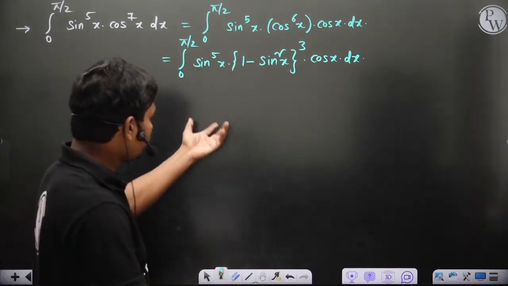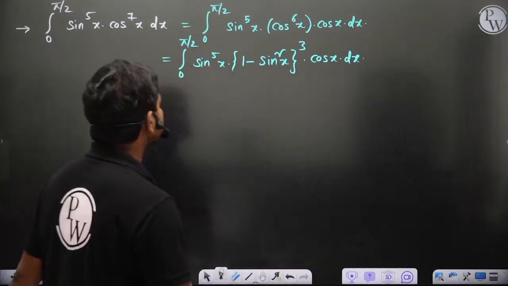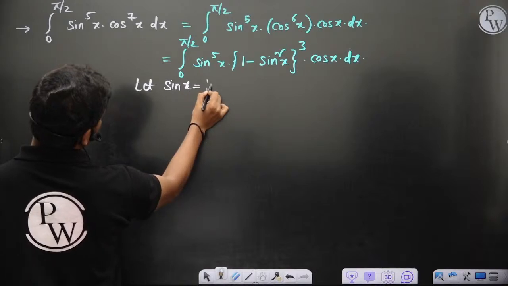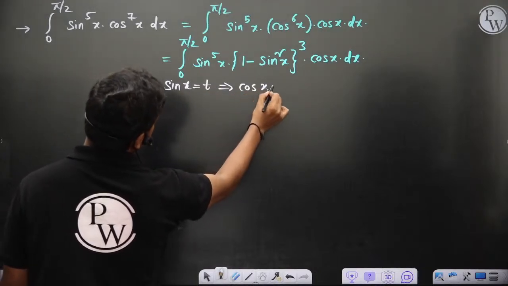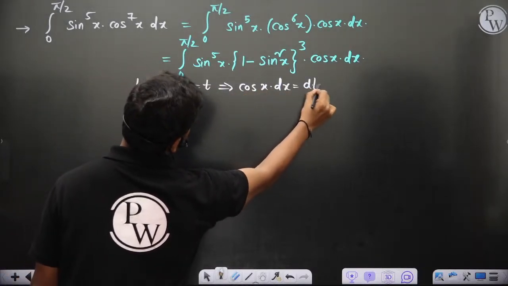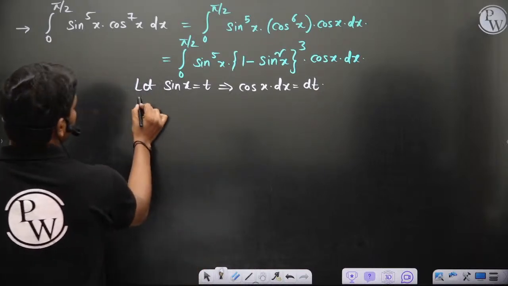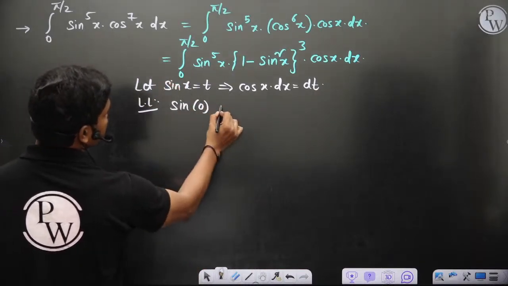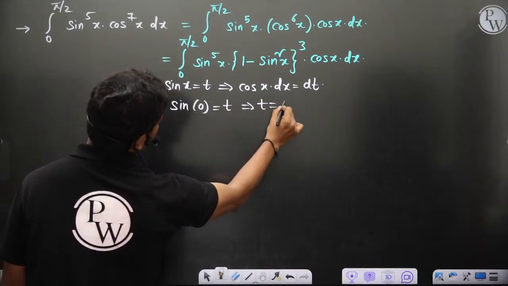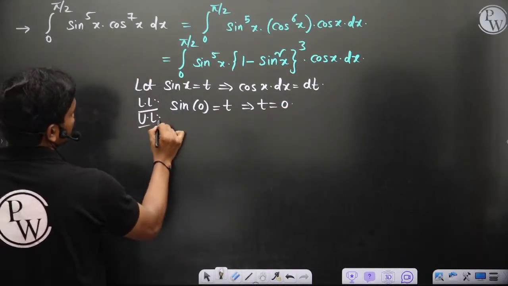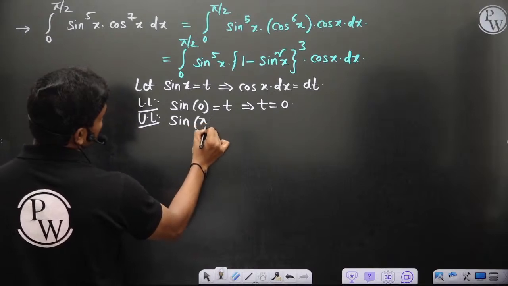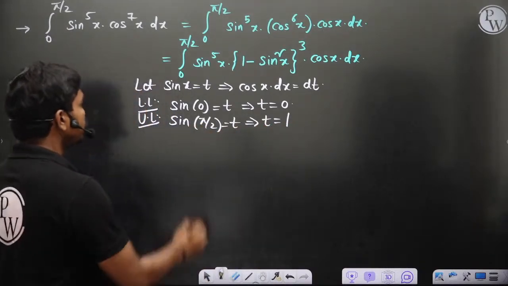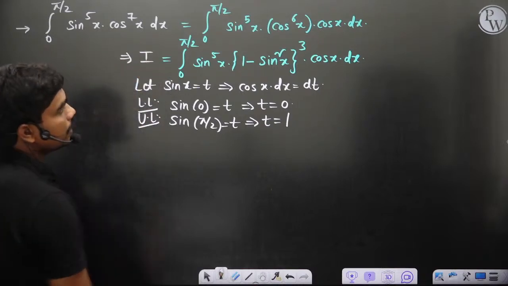Now make the substitution, let sin x equal to t. This implies cos x dx is dt if you differentiate both sides. So what about limits? Lower limit is sin 0, because the lower limit of x is 0, equal to t, so t is 0. What about the upper limit? Sin pi by 2 is equal to t, so this implies t is equal to 1.